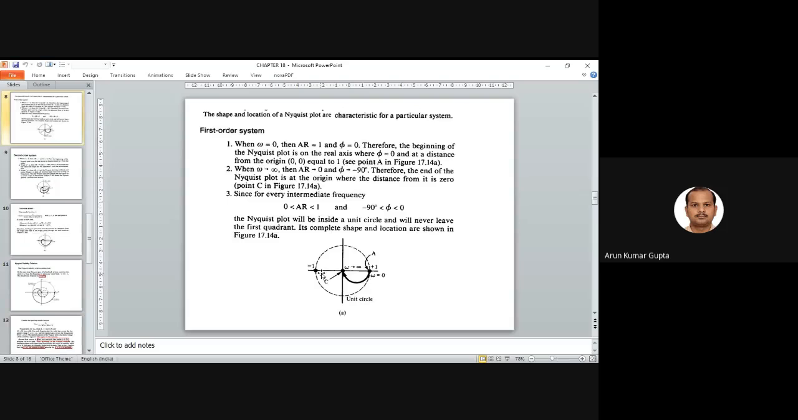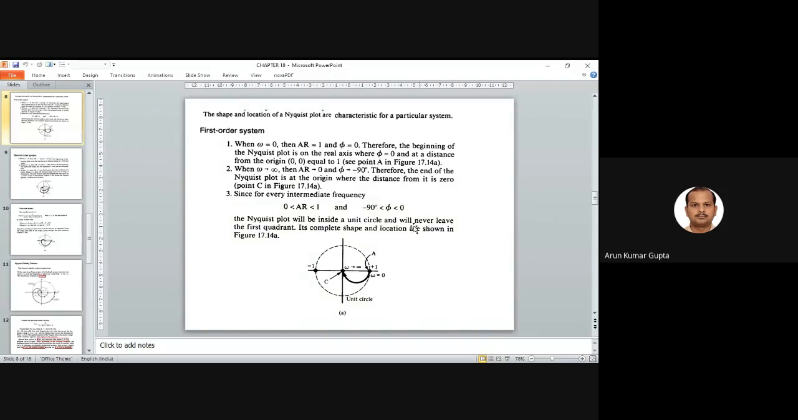Now we have discussed this. Now you can see the first order system. The first order system, as you know, is given by 1 upon tau p s plus 1. So we can make a plot of the first order system. When you put s equal to j omega and simplify it, we can plot like this.